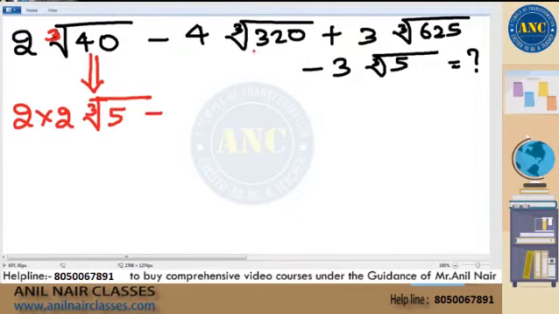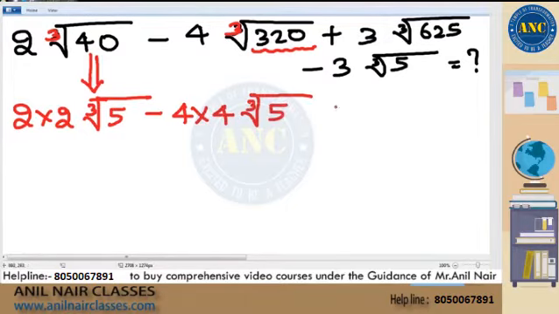Minus, 320 is what I have. Can I say that 64 into 5 is 320? Because 60 into 5 is 300, 4 into 5 is 20. Cube root of 64 is 4. So keep that 4 outside, and then the remaining term is cube root of 5 itself.